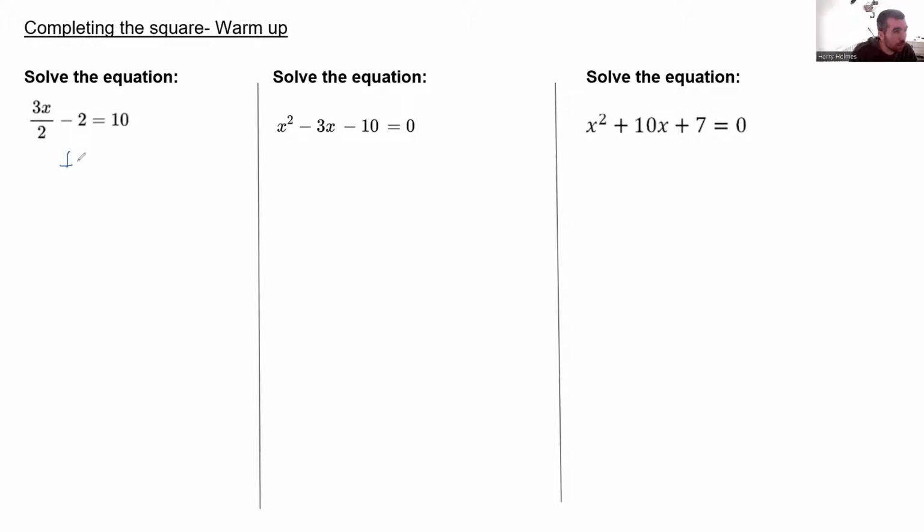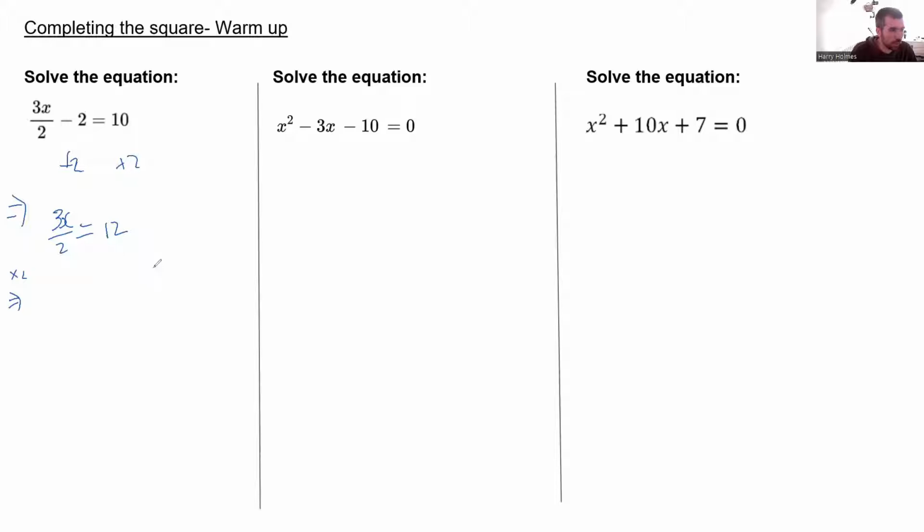So add 2, add 2, and that leaves us with the following. Now I've got 3x divided by 2, take 2. If I add 2, I am left with 3x divided by 2. That is why we have added 2. On the right hand side, 10 add 2 is 12. And then we're on to our next step. Now at this stage, I would times by 2. You could divide by 3, but I'm going to multiply both sides by 2.